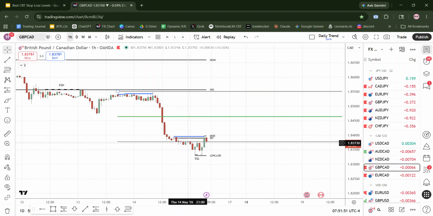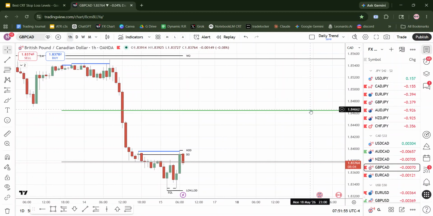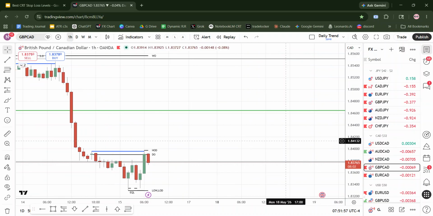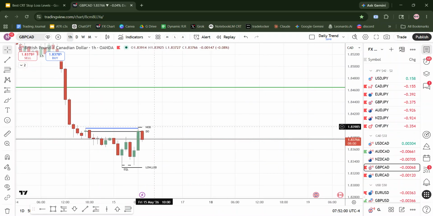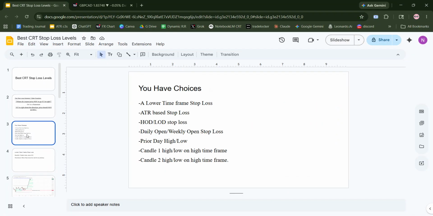Or another option too, you just remember your levels and say, okay, if price gets above the daily open, see the daily open price. If price closes above it, I'll set my stop loss 5 to 10 pips below the daily open. That's another option. Or you can also go to, let's get the master list here. Remember I talked about prior day high and prior day low candles, or even the prior candle, higher low.